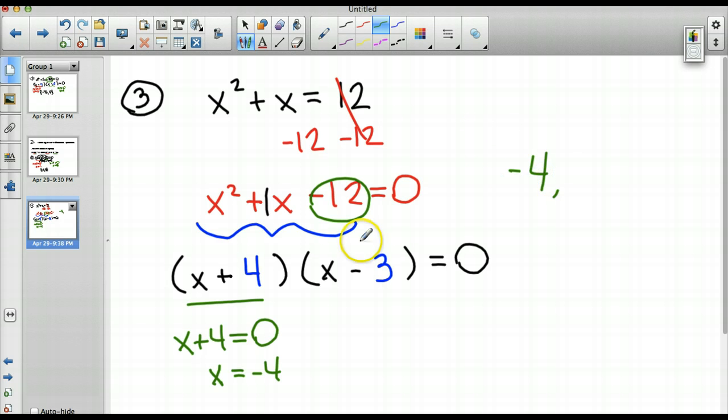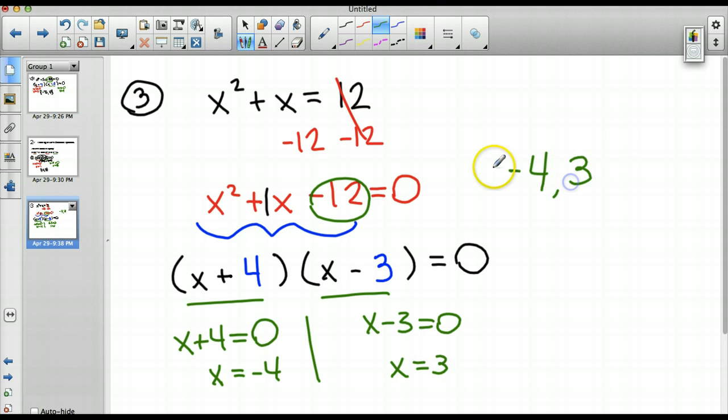Your other answer, if x minus 3 is equal to 0, then x has to be +3. So you might be seeing a sort of pattern here. You'll notice that every time we factor this, our answers are just the opposite sign of what you see. You can think of that pattern working that way.